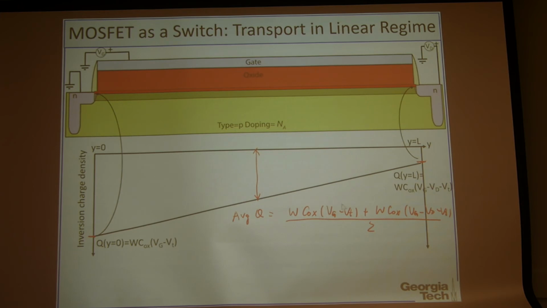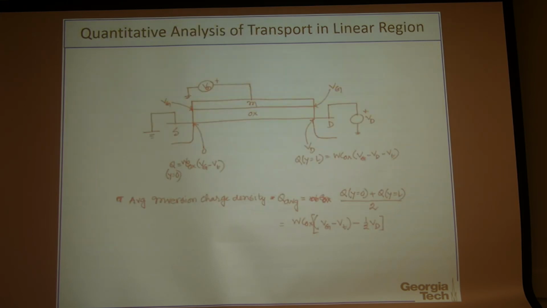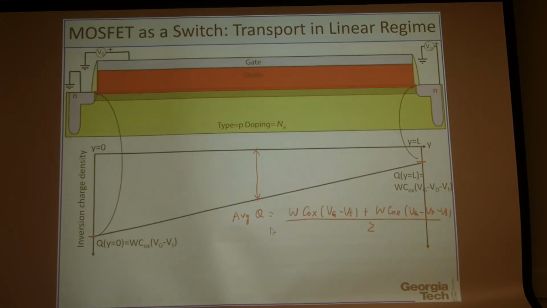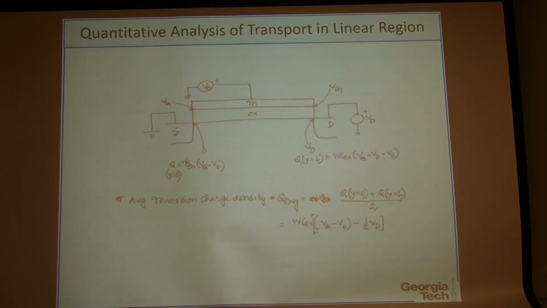So you have the left-hand side charge, right-hand side charge, and then divided by 2. So that is the average charge in the channel. So let's get this average charge, Q average. So this average charge, if you do that, is the average of those 2 points, as we showed in the previous slide. If you do that, then it will become W COX (Vg minus Vt minus half of Vd).